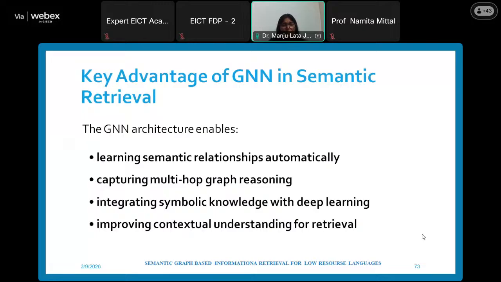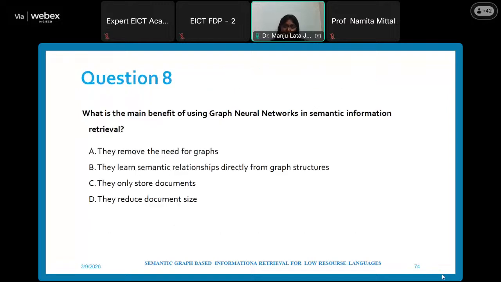Key advantages of graph neural networks in semantic retrieval: learning semantic relationships automatically, as we discussed that not only implicit but explicit relationships are also established by using the graph; capturing multi-hop graph reasoning; integrating symbolic knowledge with deep learning; improving contextual understanding. Whatever the features of the hybrid architecture were, they are already incorporated in GNN as well. Apart from that, it is also taking care of establishing the relationships as per the document requirement.